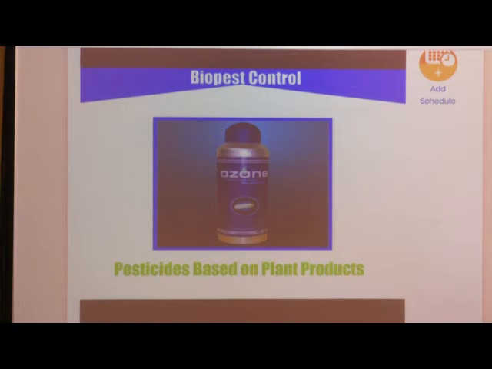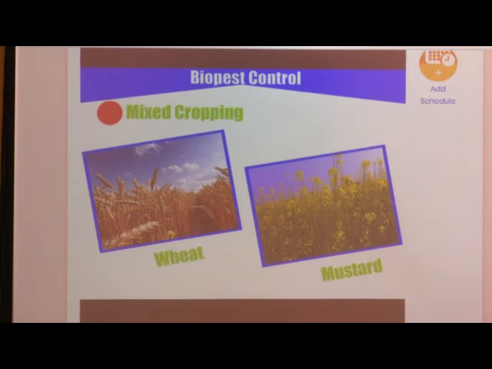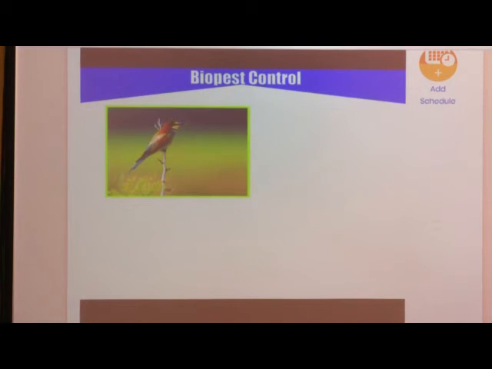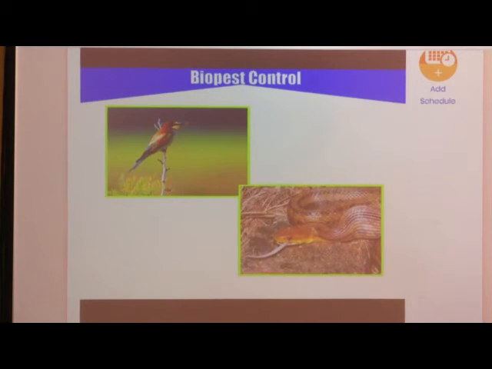To overcome these effects, pesticides based on plant products are being promoted. Mixed cropping and growing different crops in consecutive years on the same land have also helped farmers. In addition to this, awareness is increasingly spreading about birds and animals which help in pest control.